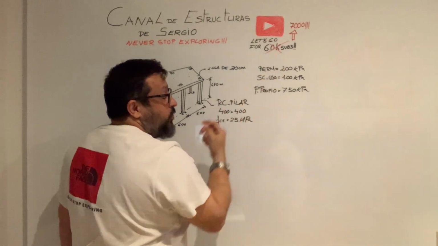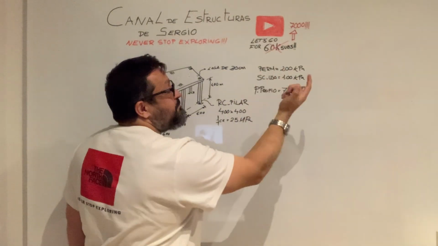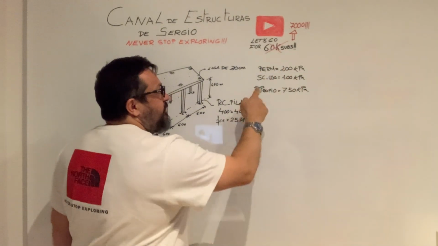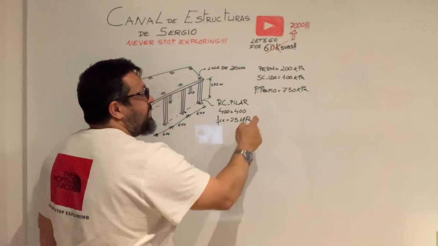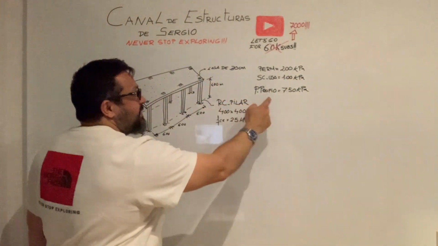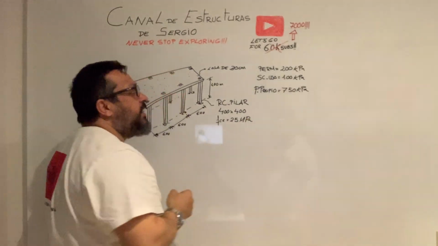For permanent loads, that is dead loads, in Spanish "permanente", it's 2 kilopascals. For the live load, "sobrecarga de uso", the live load is 1 kilopascal, and we assume that the self weight of the solid slab is equal to 7.50 kilopascals.